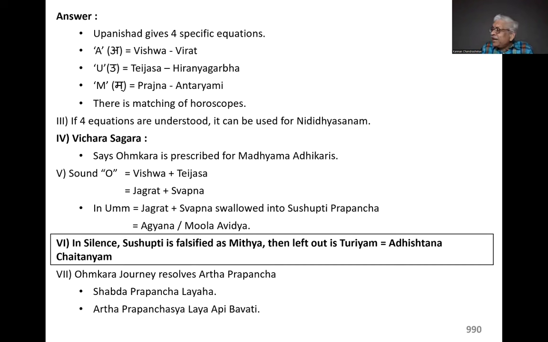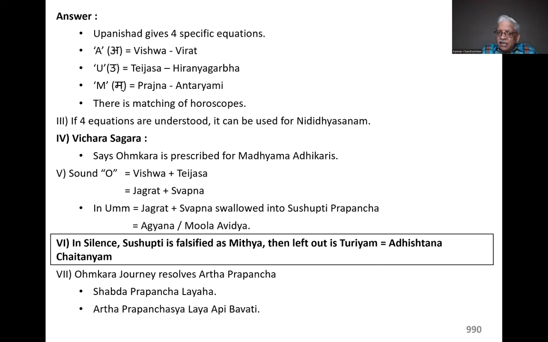Omkara is prescribed generally for madhyamadhikaris who are not able to understand the meaning of Turiyam directly. See, if you are able to understand Turiyam from the 7th mantra, Shankaracharya says that is enough for you. You don't need to come to Omkara meditation. For those people who are not able to understand and claim that Turiyam is my real nature, the Upanishad itself introduces Omkara meditation.